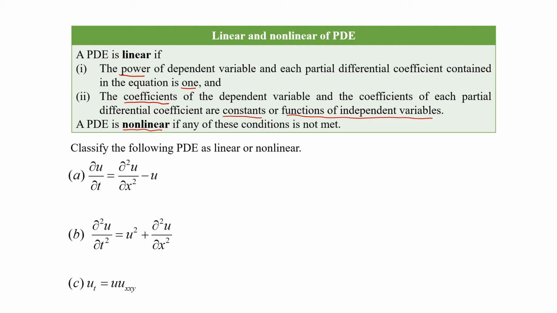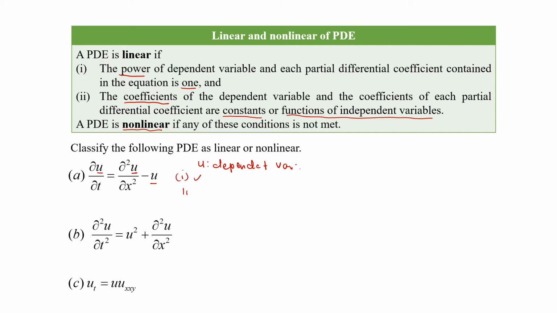Okay, let us try the first example. Given the equation del u over del t equals del squared u over del x squared minus u. So the dependent variable here is u. For the first condition, the power of the dependent variable here is 1, and this is also 1, and the power of the dependent variable u is also 1. So the first condition is satisfied.